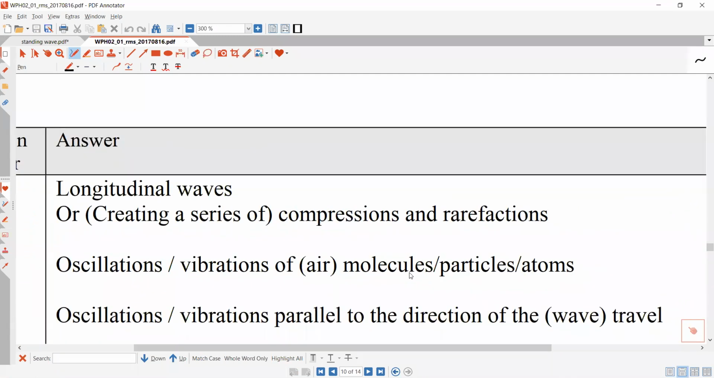Longitudinal waves are creating a series of compressions and rarefactions, oscillations, vibration parallel to the direction of travel, and so on. Oh, parallel to the direction of travel. My bad, my bad. So oscillation, vibration of air particles. Understood? 2 points. Then you have to also use the definition of longitudinal waves.